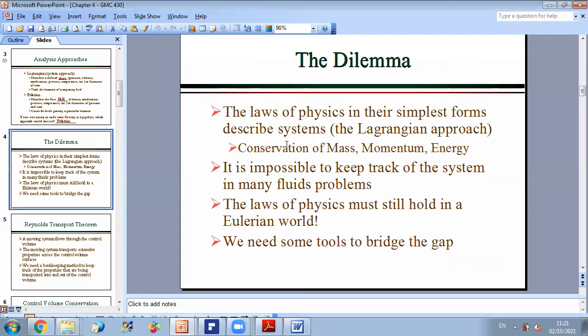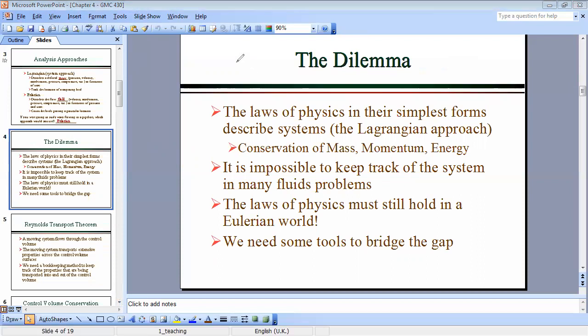So as we said, we have a small problem: the laws of physics in their simplest forms describe systems in the Lagrangian approach. Because if you remember, in dynamics, we consider a certain particle and we put the sum of forces on this particle equal to ma. So we follow this particle. We follow these particles as they go.